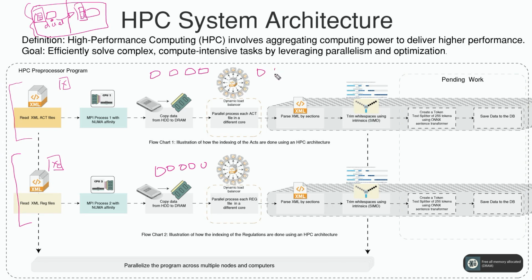So if we have, like, 1, 2, 3, 4, 5, 6 cores over here, we can say one XML file is going to be for one core. You load each XML file to each core and let each core process one XML file. So we're parallel processing in this particular context.